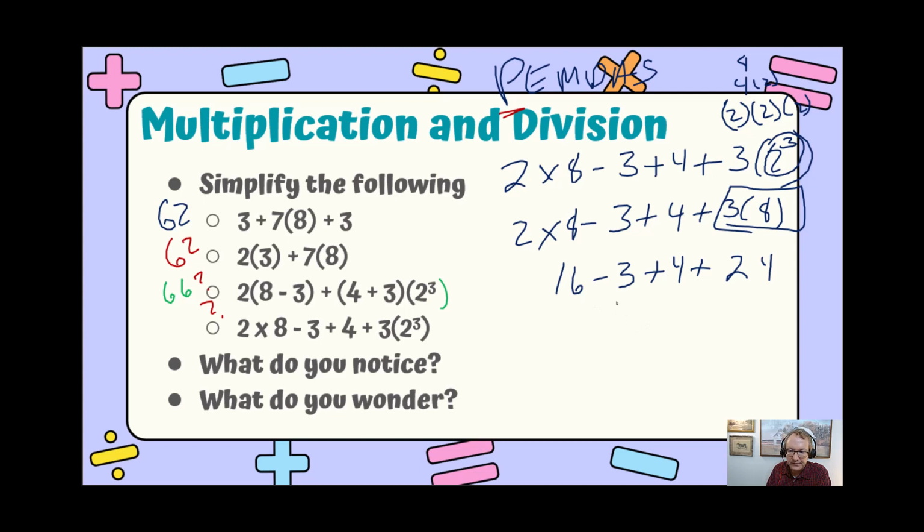So now 16 minus 3 is 13. 13 plus 4 plus 24. 13 plus 4 is 17. 17 plus 24 is going to be, let's see here, 7 plus 4 is 11. Carry my 1. 1 plus 1 is 2. 2 plus 2 is 4, so I got 41.